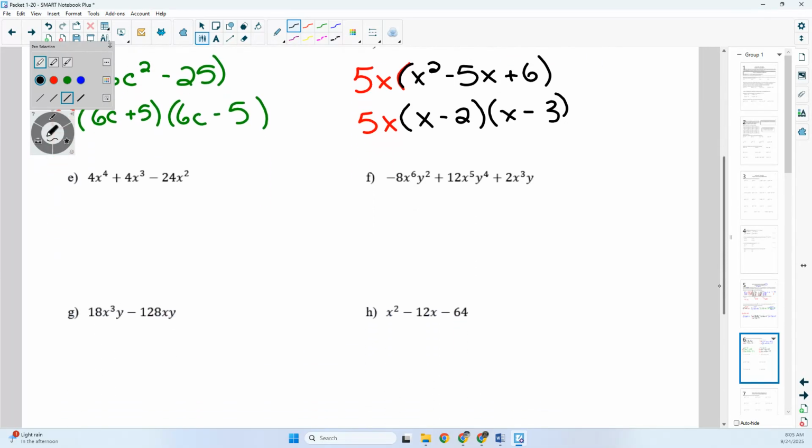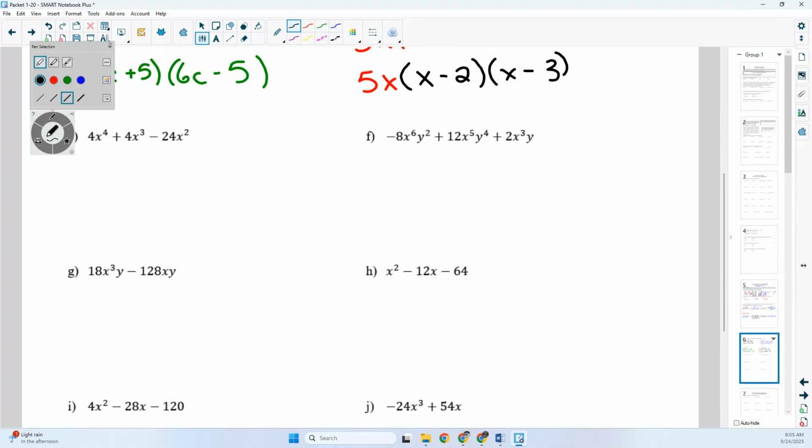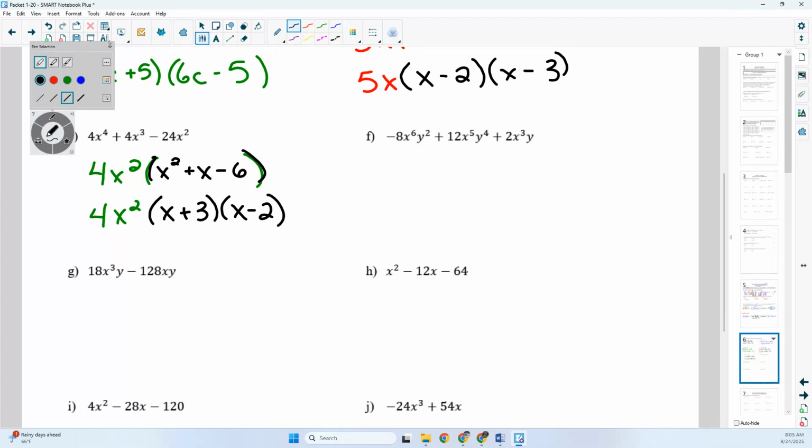At this point, if you are just copying, you should definitely just try the last few to make sure you're getting it, and then come back and check. So I'm going to go a little faster through these. GCF here is 4x squared, leaving me with x squared plus x minus 6. So I have my 4x squared in the front, and then this is going to factor to x plus 3, x minus 2.